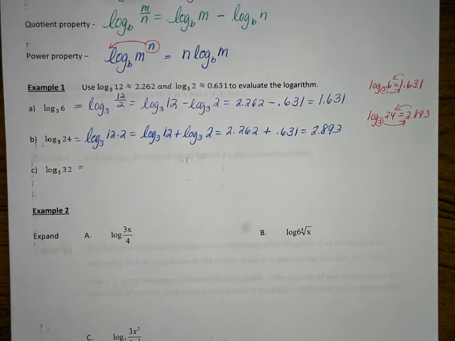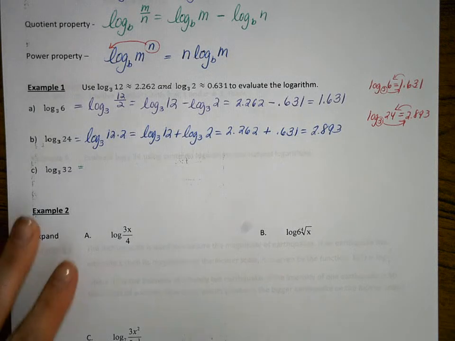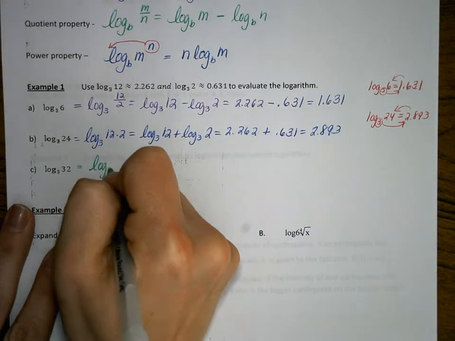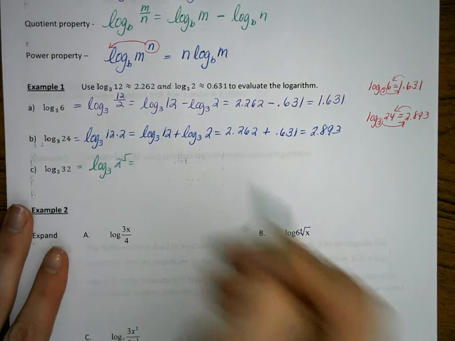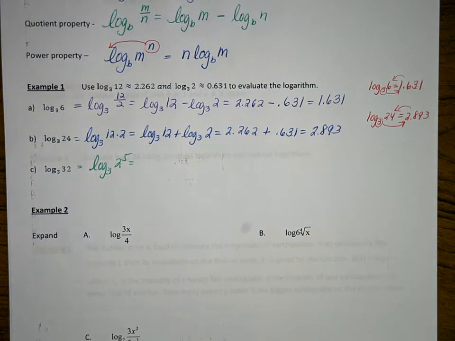All right, so log base 3 of 32. All right, folks, how do I get 32 from 1s and or 2s? 2 to the 5th. 32 is 2 to the 5th. So I have log base 3 of 2 to the 5th. Now, does anybody have a thought on what I can do here?